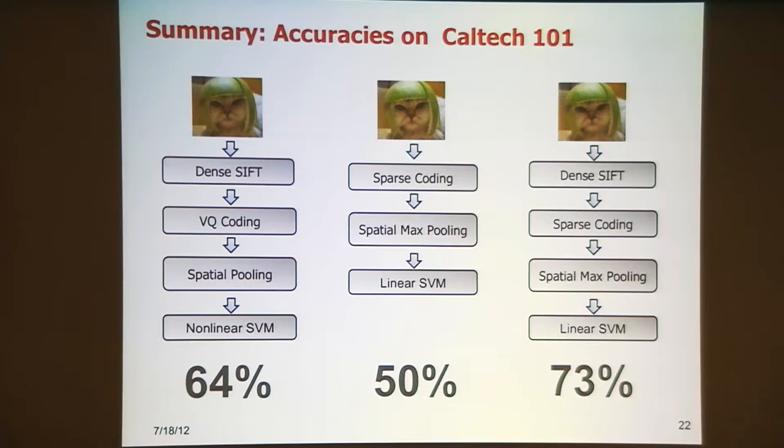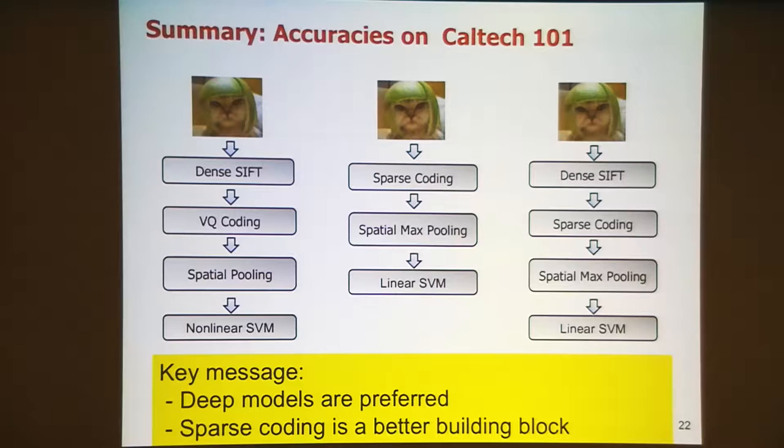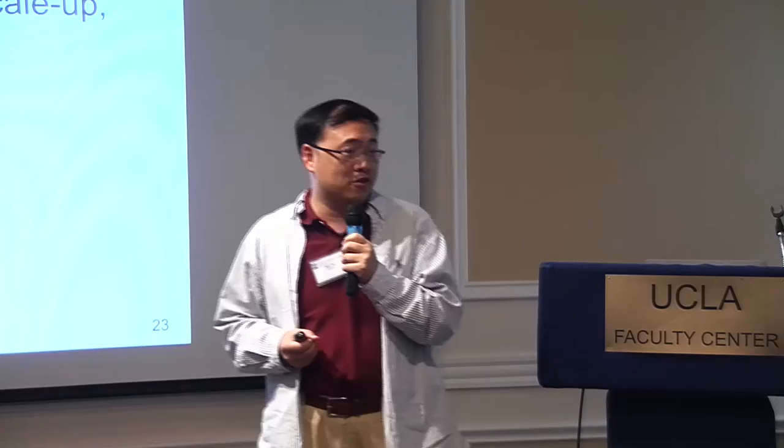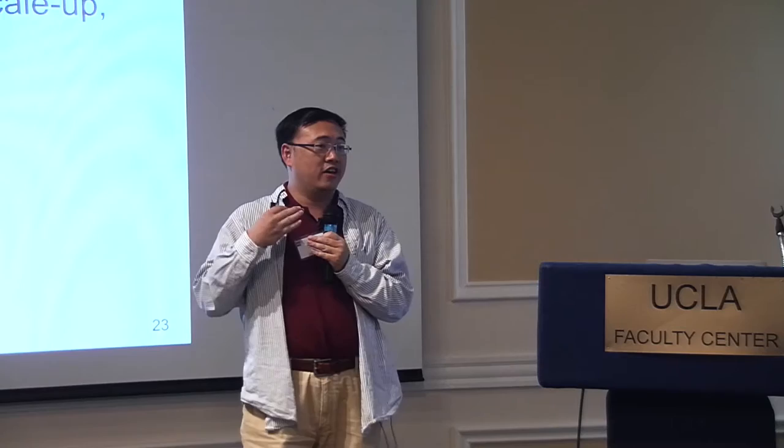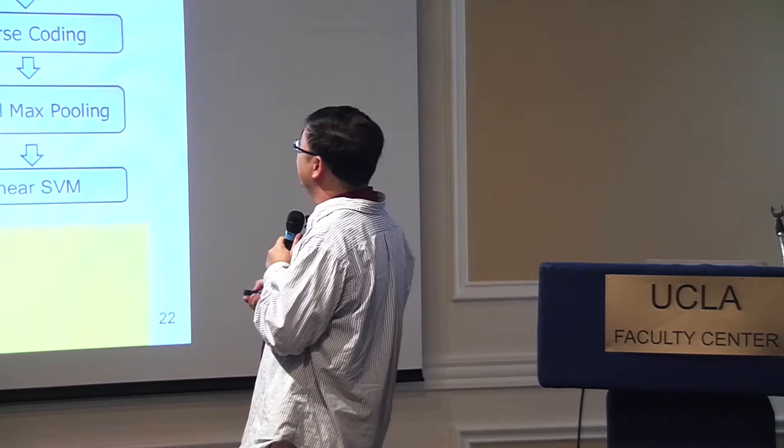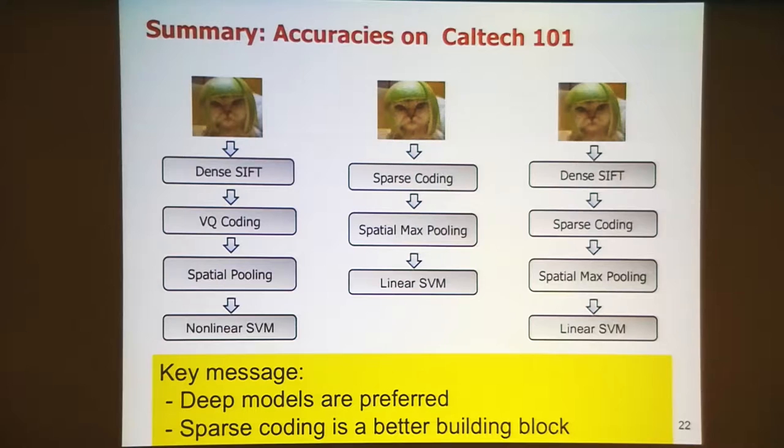So just by comparing those three different methods, we might learn some conclusions. First, deep models are better. If you compare the second one and the third one, both methods use sparse coding and max pooling. But the third one is sparse coding on SIFT features, and the SIFT feature itself is a kind of coding and pooling step. So the third method is sort of like a deep model. That means more layers of nonlinearity seem to give you some advantage.